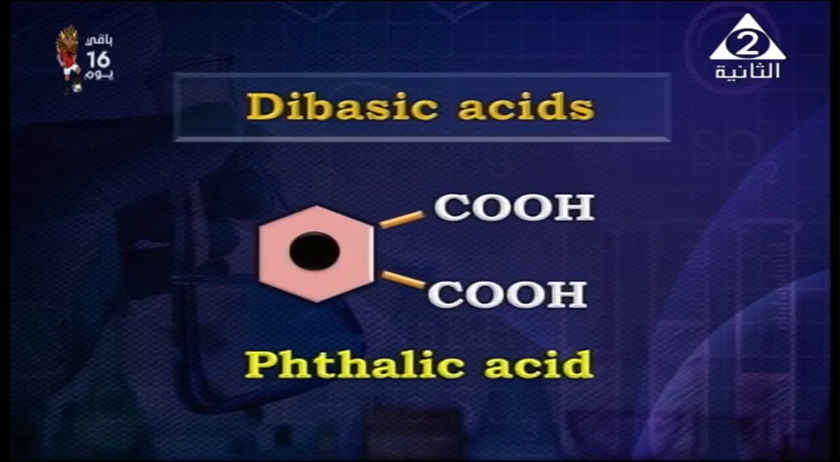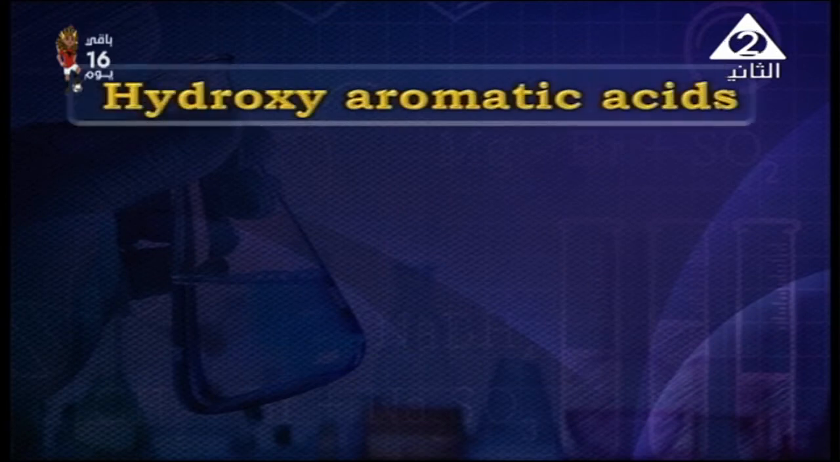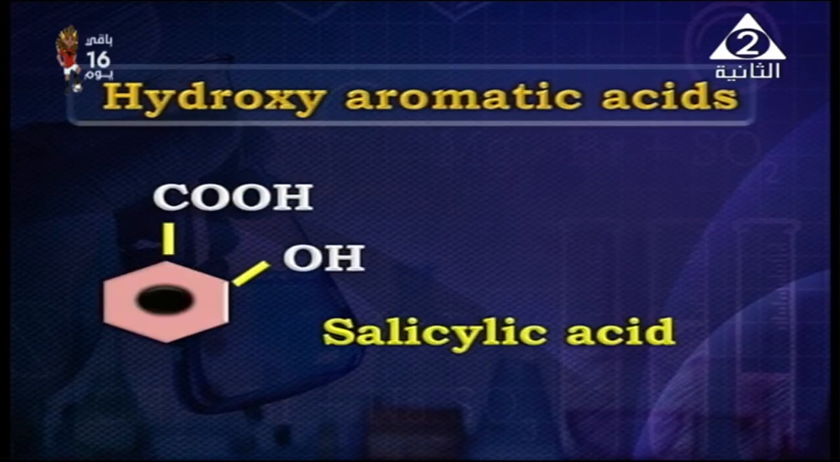Dibasic acid, as phthalic acid, as shown on the screen. The two carbon atoms of benzene ring are replaced by two carboxylic groups in two adjacent carbon atoms. Here, hydroxyaromatic acids, as salicylic acid, which can be named in IUPAC name 2-hydroxybenzoic acid.